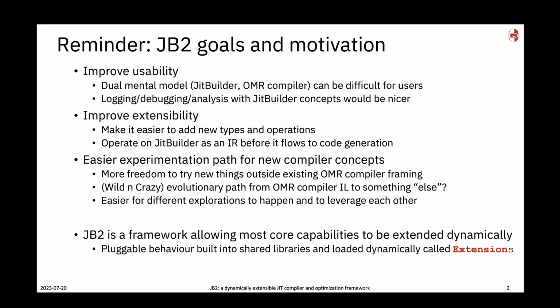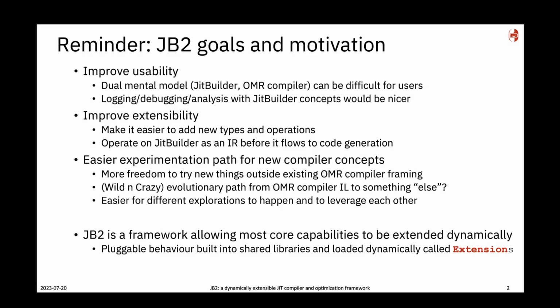So, I'm trying to make it much more free for people to try out new things outside of the restrictions of the OMR compiler framing, as I called it. Because OMR is used as part of OpenJ9, and it has a very strong use case in that sense, we have to be a little bit careful about how we augment the OMR compiler. This allows a little bit more wild and crazy stuff to happen independently, so we can try stuff out and explore lots of more interesting types of things.